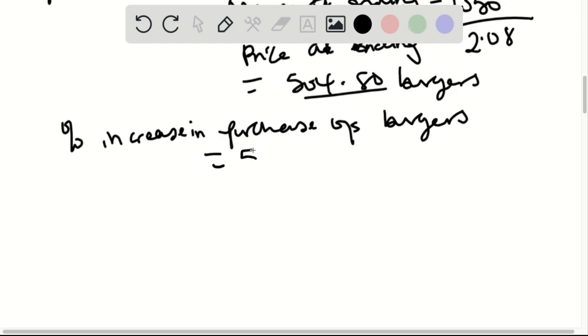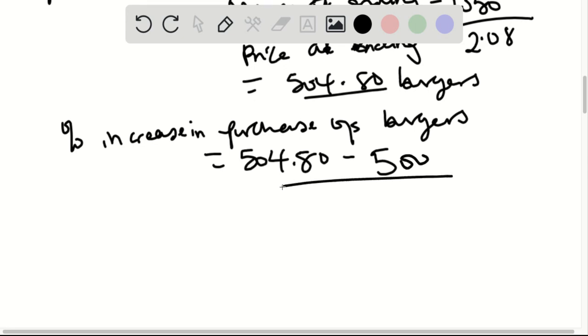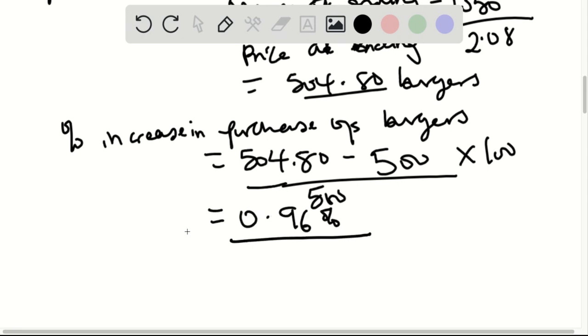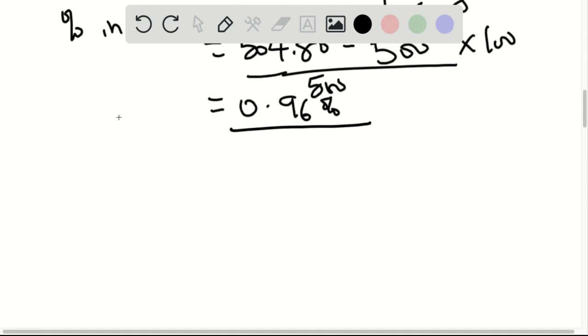Now the percentage increase in purchase of burgers from the beginning to the end is equal to 504.80 minus what it was at first, which is 500, divided by 500 multiplied by 100 over 1. And when you solve this, you're going to get 0.96%. So therefore, the real rate of interest received on the loan will be 0.96%.